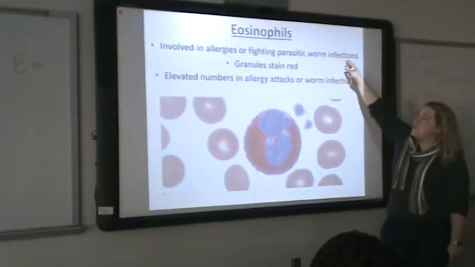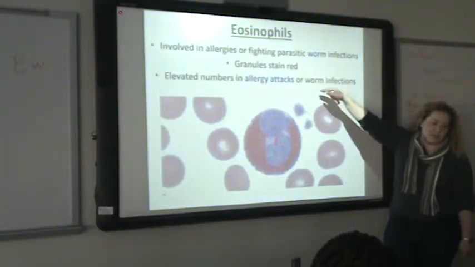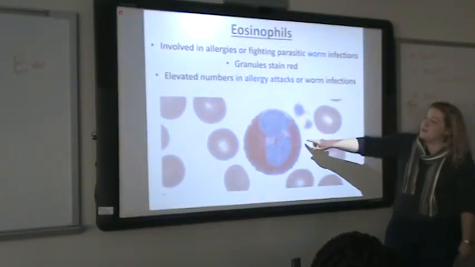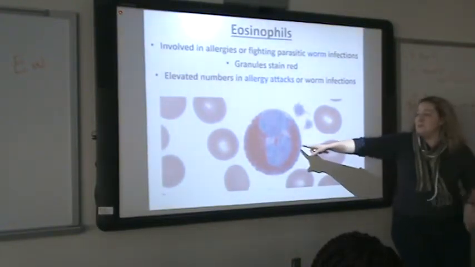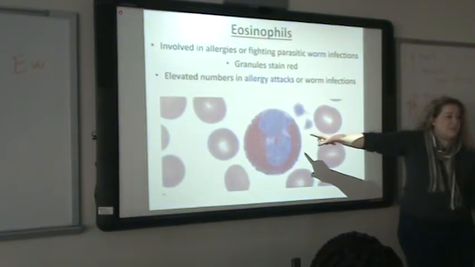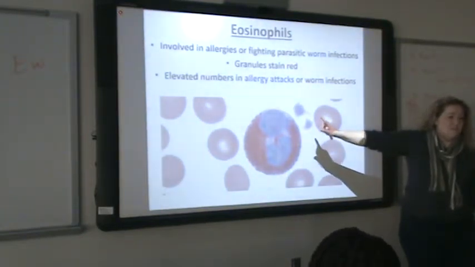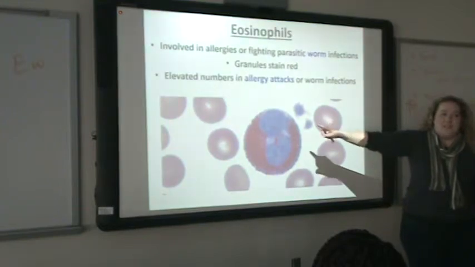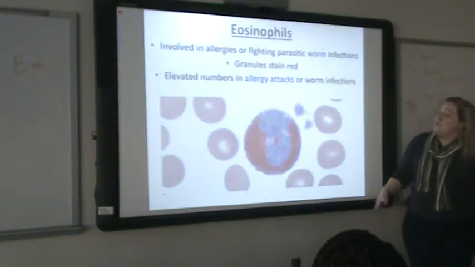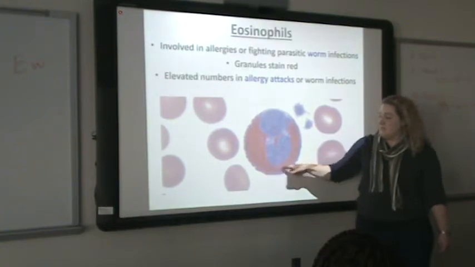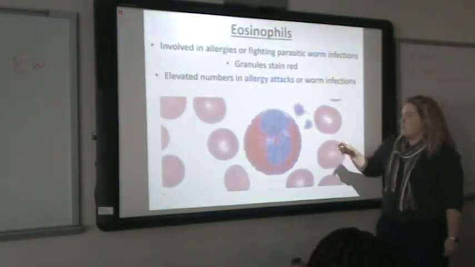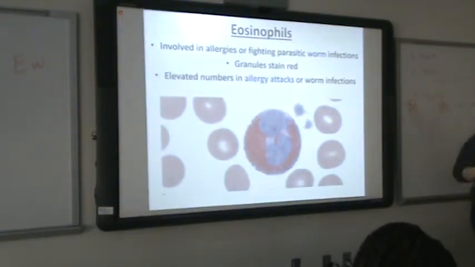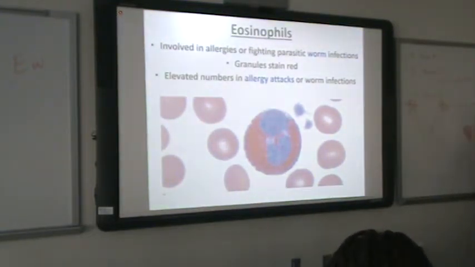But they're involved in worm infections, also allergies. These are so hard to find on the slide. Today and tomorrow, if you're in lab and you actually find one of these, you get a bonus point. I think I saw one on any slide as I was scanning through. How would you recognize it? It's really big. It has red granules. It has very little cytoplasm. That's what you'll look for. If you happen to see something like that on the slides, let me know. You get a bonus.